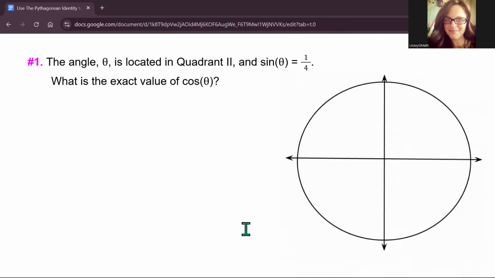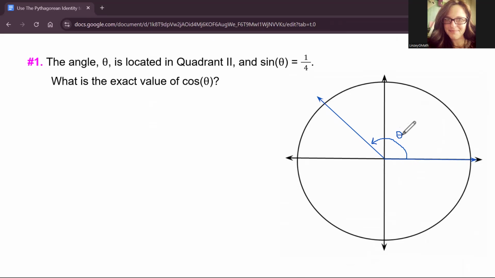Number one, the angle theta is located in quadrant number 2, and sine of that angle is equal to 1/4. What is the exact value of cosine of that angle? All right, so I'm going to start by drawing our angle theta in quadrant number 2. Here is our angle theta in quadrant number 2.